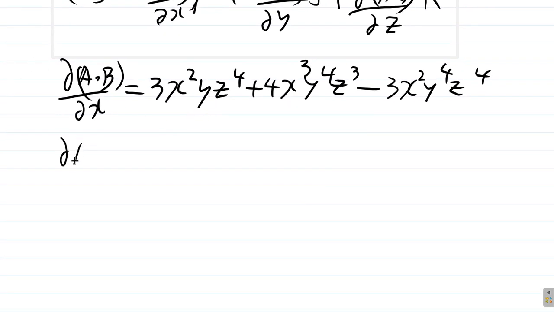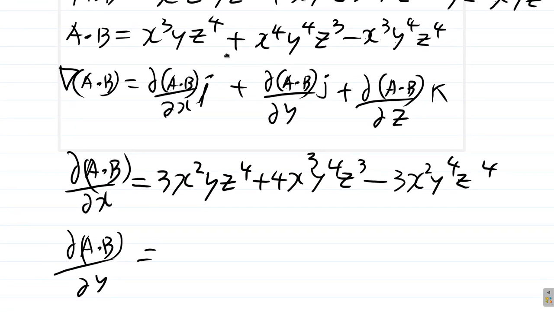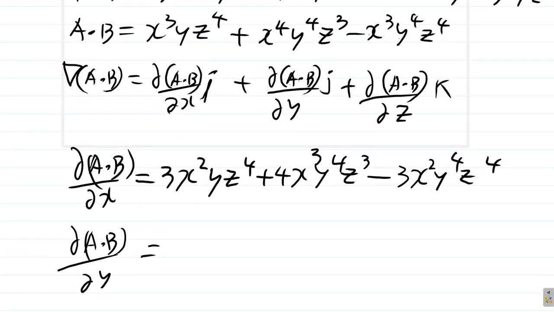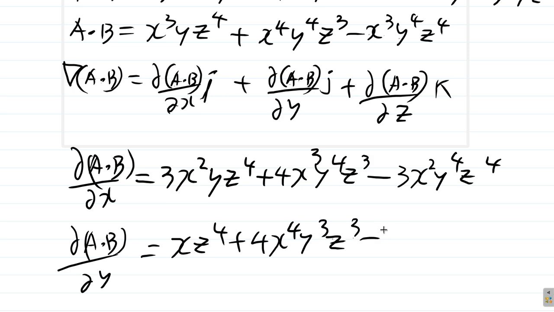Then what is partial of A dot B by partial y? To differentiate that with respect to y, you're going to have x z to the 4th plus 4x to the 4th y cubed z cubed minus 4x cubed y cubed z to the 4th. Alright.